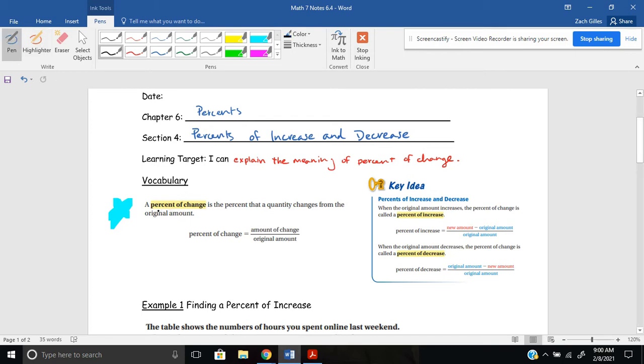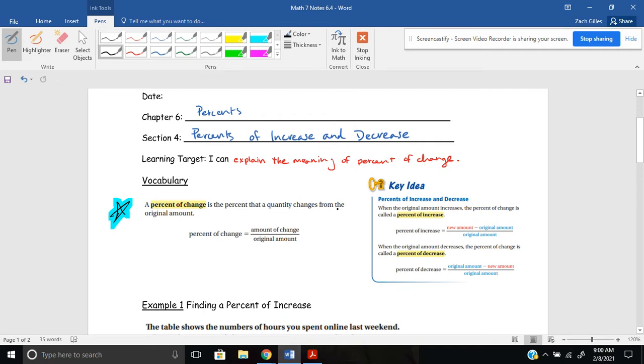Starting off with the vocabulary, a percent of change is the percent that a quantity changes from the original amount. When we're finding percent of change, we're finding the amount of change divided by the original amount. This is a general statement for anytime you're looking to find what percent of a change you had in any situation. There's hundreds of situations that we'll work with dealing with percent of change. You just take your amount of change and you divide it by your original amount.